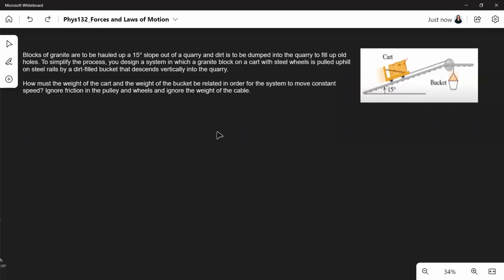So the first approach is drawing two free body diagrams, one for the bucket and one for the cart. Take note that the acceleration of the system is zero. So the acceleration of the bucket is zero and the acceleration of the cart is zero, but they are moving. Okay, so they are not at rest. So let's start by drawing the free body diagram of the bucket.